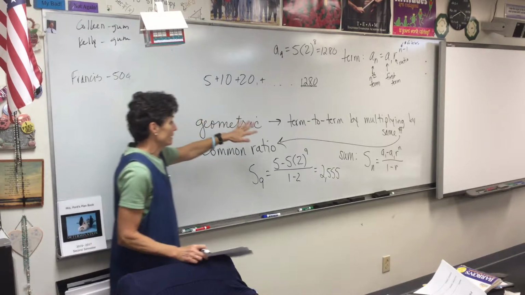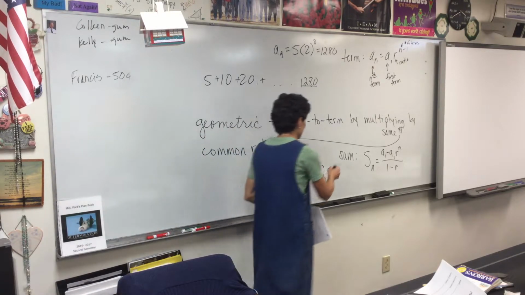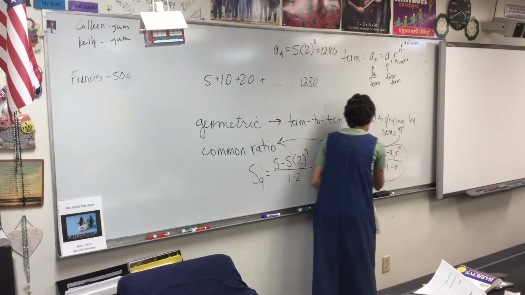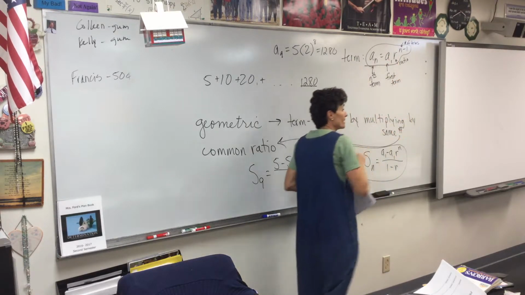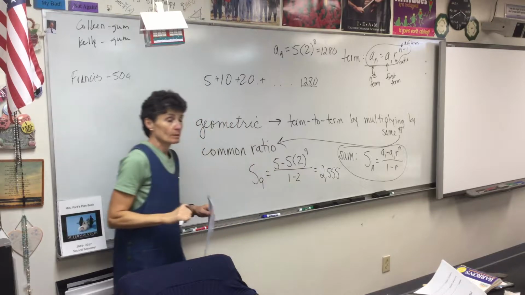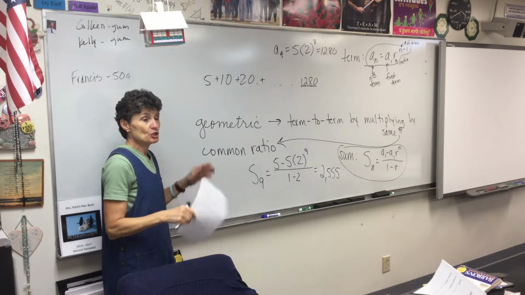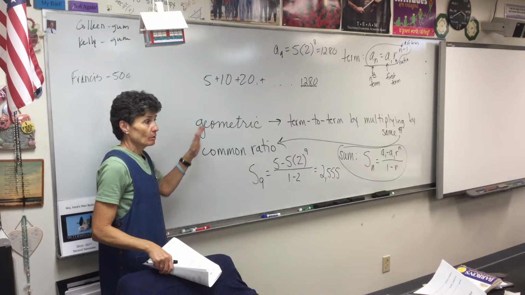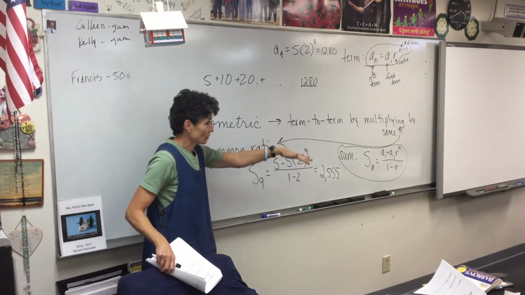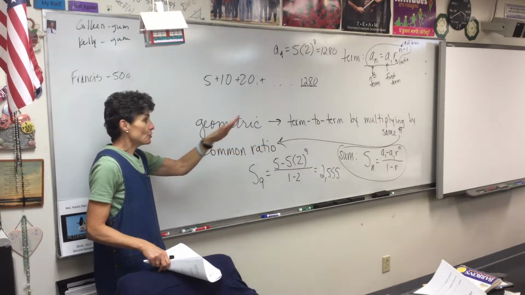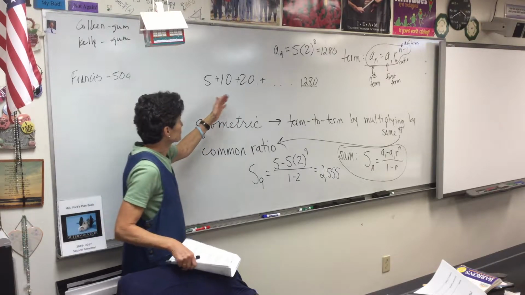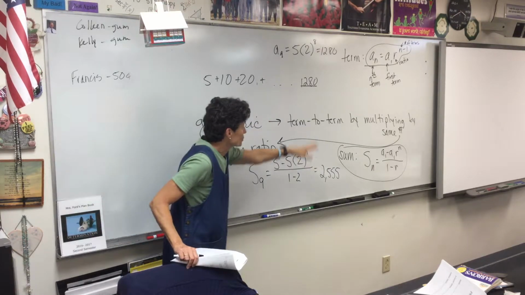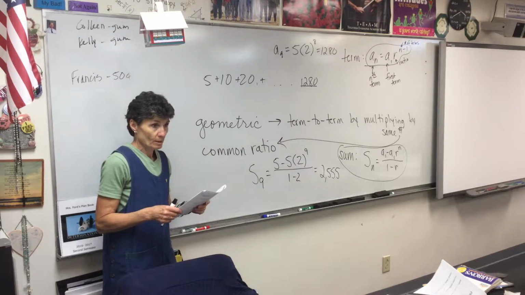These two formulas you can use in any situation that is geometric. And again, what does geometric mean? You get from term to term by multiplying. You could make up a set of numbers that's not geometric. If we get from term to term by multiplying, those are your formulas.